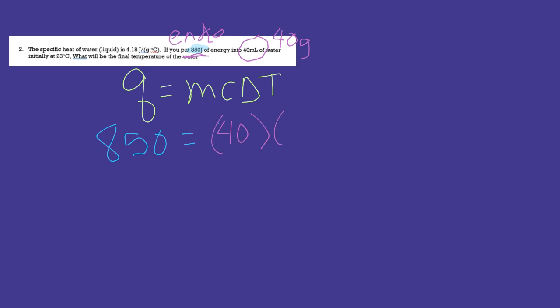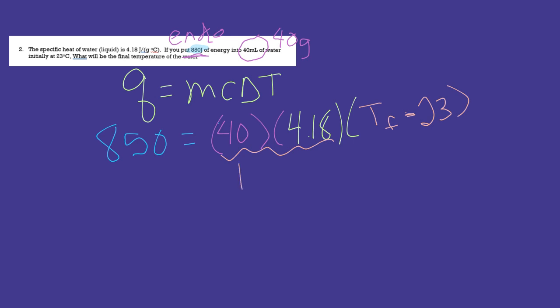The specific heat for water was given to us is 4.18. And our change in temperature, it wants the final temperature, so we don't know that. So that's TF, and then minus 23 degrees C, because that's the initial temperature. It's always a delta, a change. So probably the best way in terms of algebraically solving this is to go ahead and multiply these two numbers together and get one value.